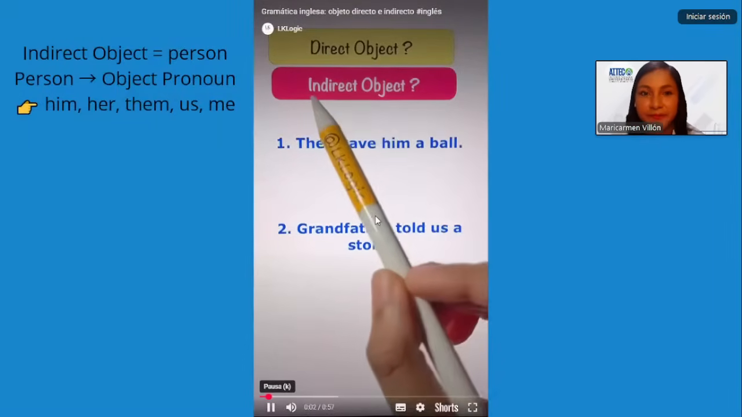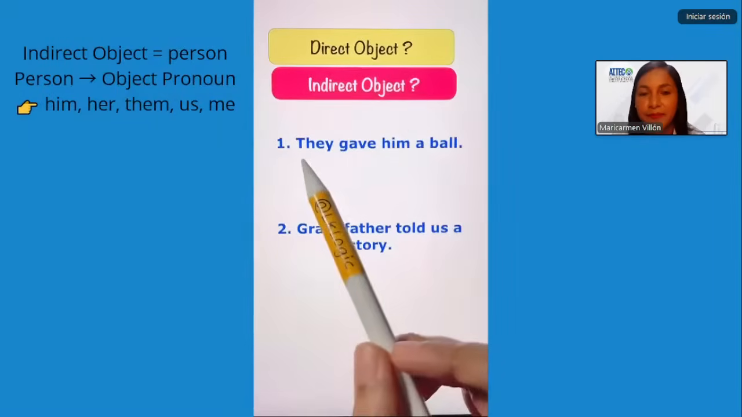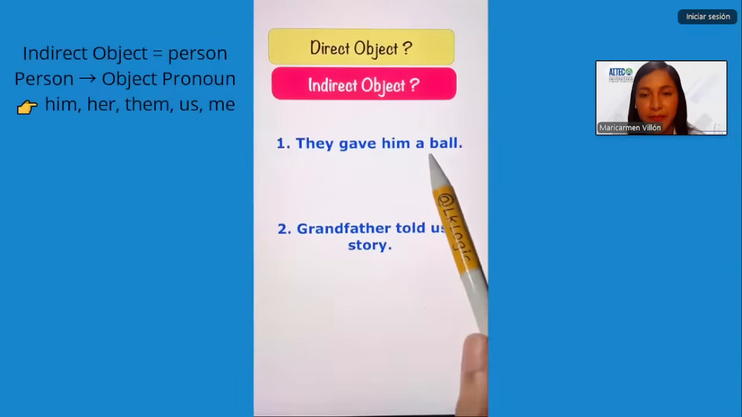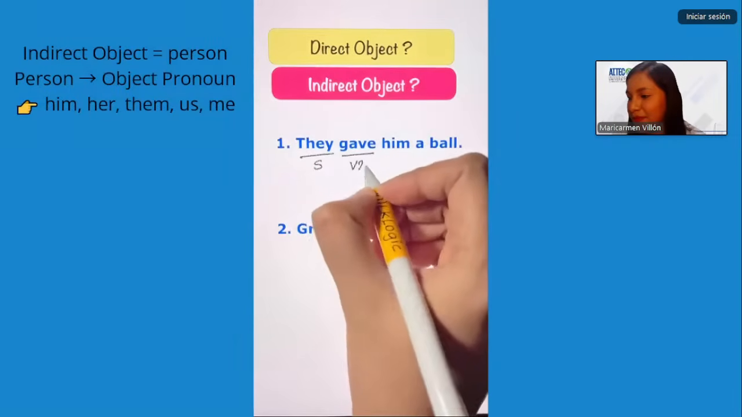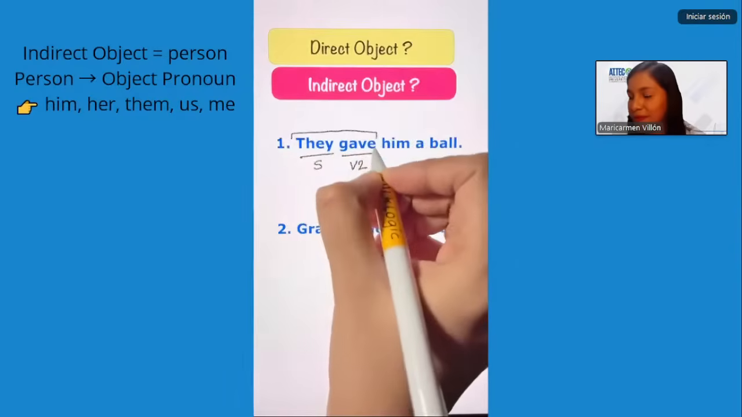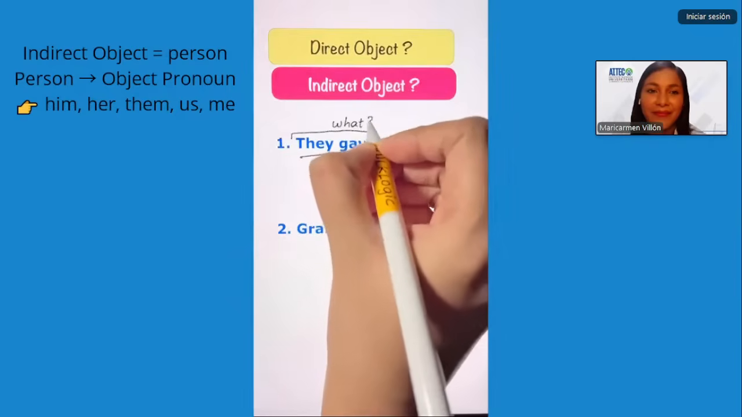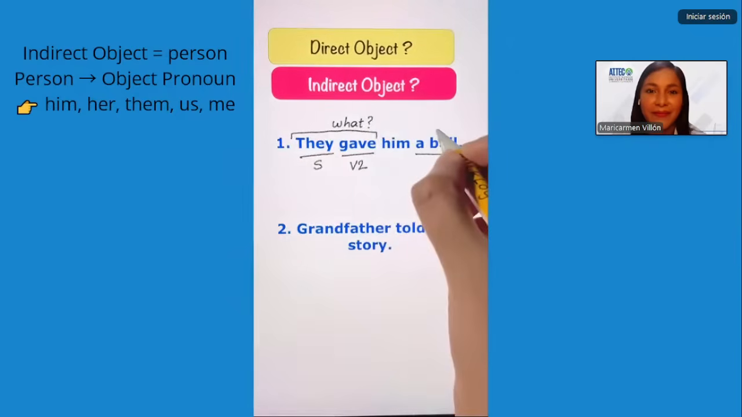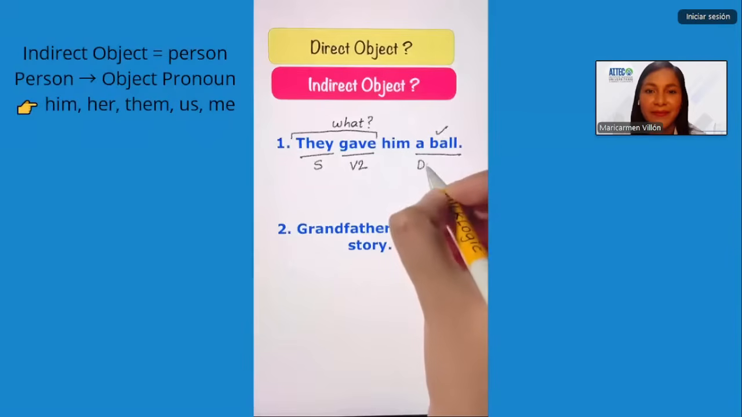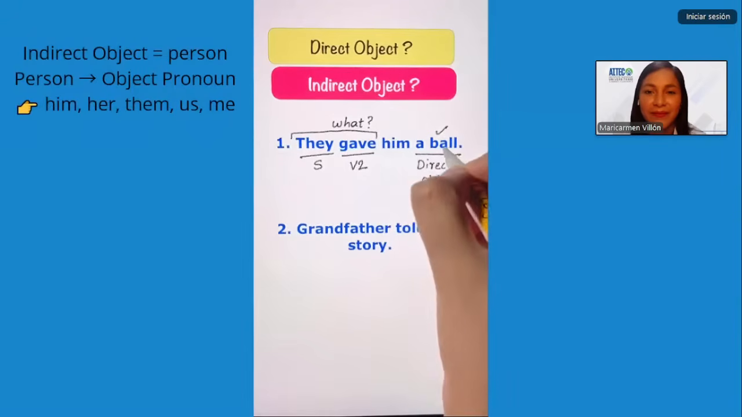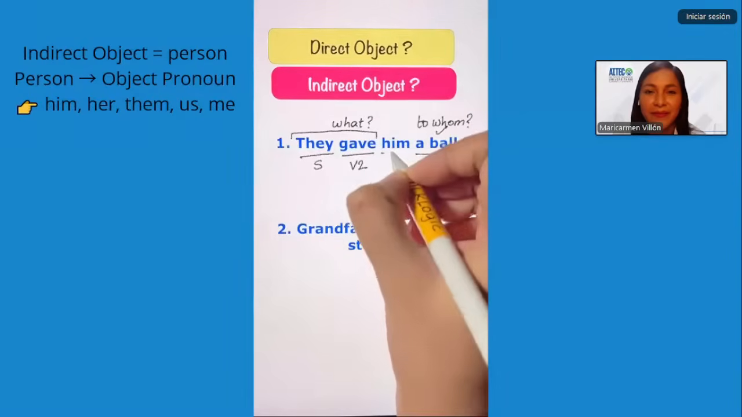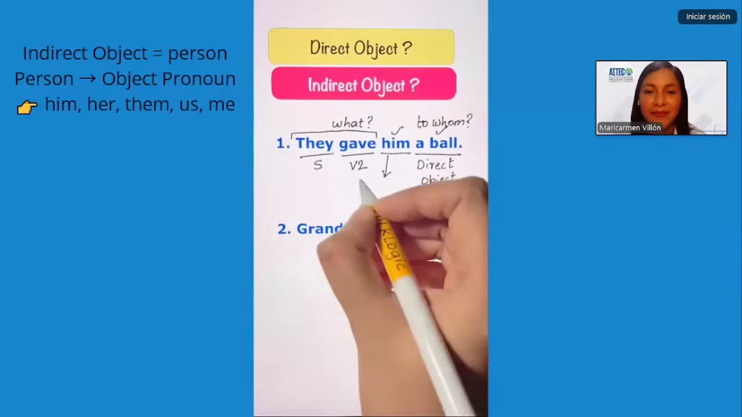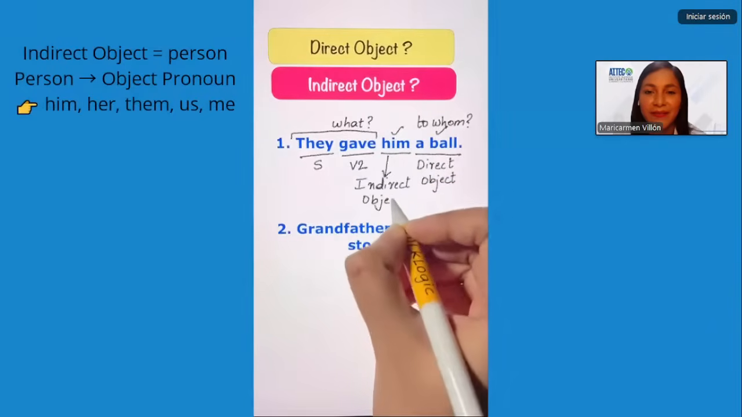What is direct object and indirect object? So let's see. They gave him a ball. So they here is the subject. Gave is the second form of the verb. And now we're going to ask, what did they give? They gave what? A ball, right? So the ball is the direct object. Now we're going to ask, to whom? To whom did they give the ball? So to him. So him is the indirect object.